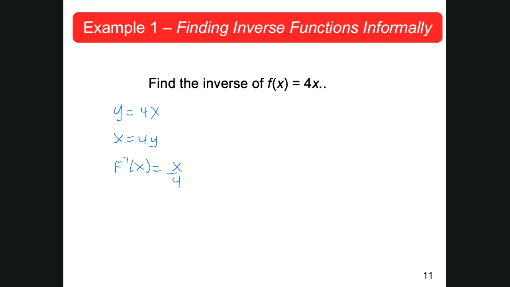The way I always check myself on these types of problems is I just take a couple values, and I'll put a couple values in my original function. So 0 times 4 is 0, that gives me 4. If I put 2 in there, that gives me 8. Then I go backwards. So I put 4 in here. 4 over 4 is 1. If I put 8 in here, 8 over 4 is 2. So the inverse function does give me what I originally started with. So that's how I always check my inverse functions.